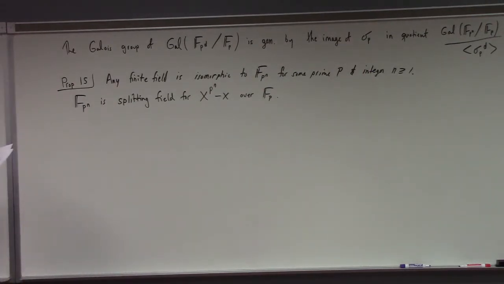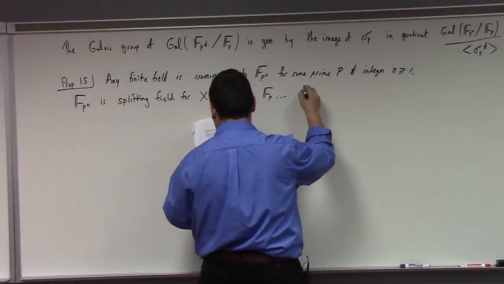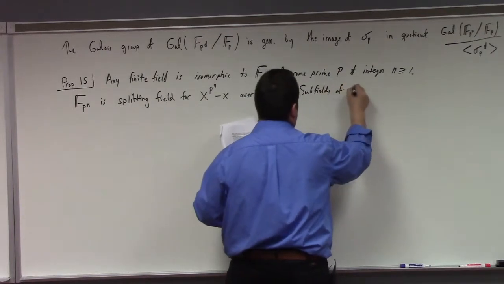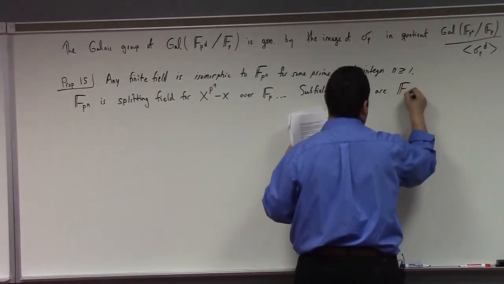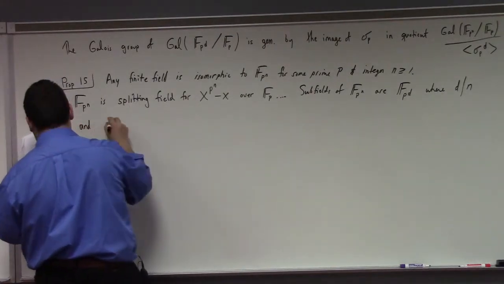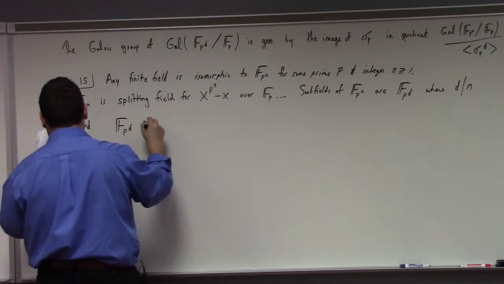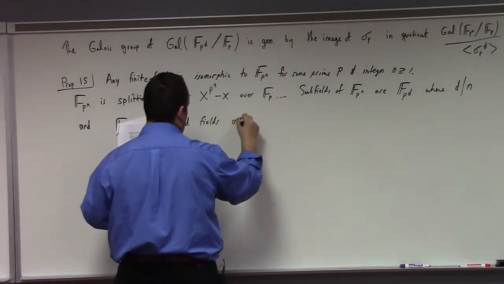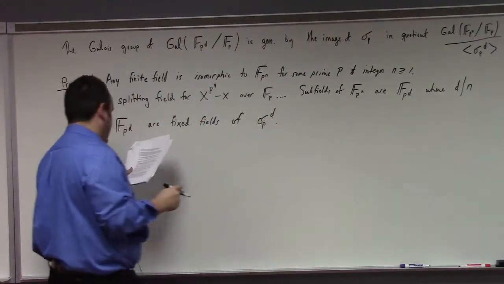And it has a cyclic Galois group of order n generated by the Frobenius automorphism. The subfields of F_p^n are all Galois over F_p and are in one-to-one correspondence with the divisors d of n. They are the fields F_p^d. Well, I've said most of this, but I'll just say dot, dot, dot. Subfields of F_p^n are F_p^d, where d is a divisor of n, and indeed F_p^d are fixed fields of sigma_p^d.